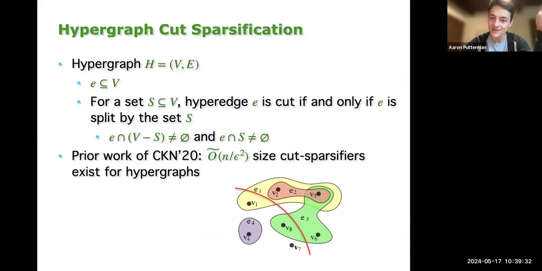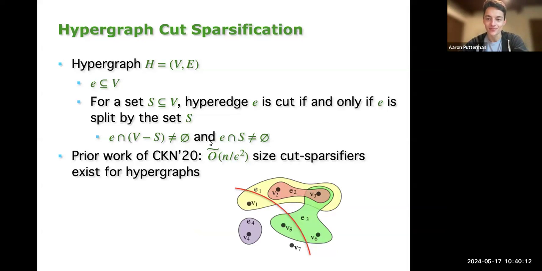We can still define cuts in a similar manner as we defined in a graph, in the sense that a hyperedge E will be cut by some set S if the hyperedge E is crossing from the set S to the set V minus S. So in this diagram on the bottom right, for instance, the yellow hyperedge would be considered cut because it's crossing from the set S to the set V minus S. The red hyperedge would not be considered cut because it's completely contained on one side and it's not crossing. And it turns out that even with this definition of cutting, where we're capturing a much broader class of data structures than just ordinary graphs, there still exist these O tilde n size cut sparsifiers.